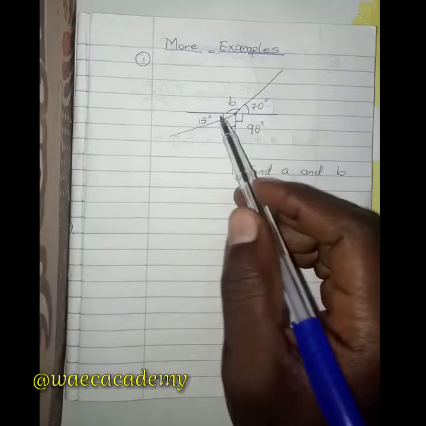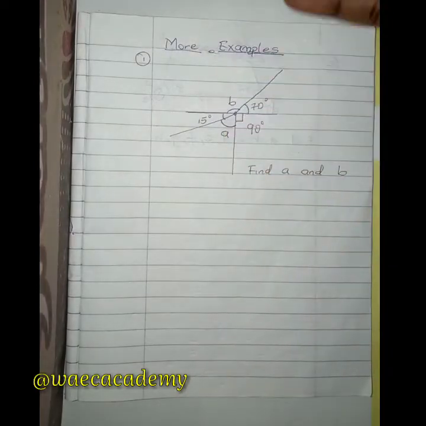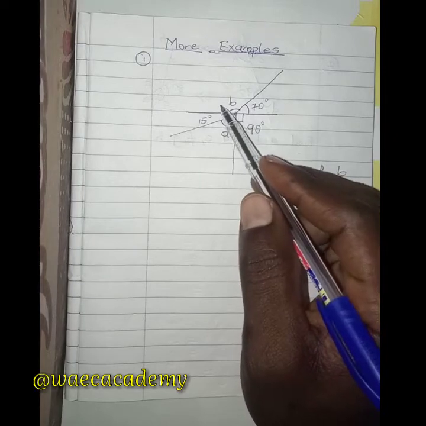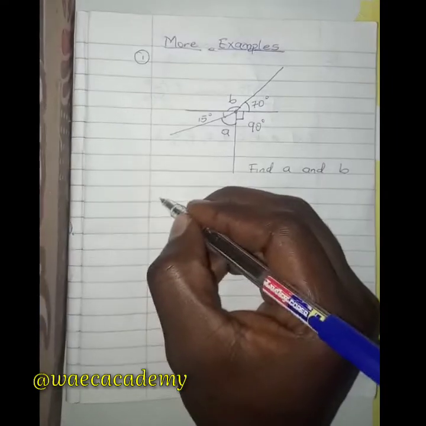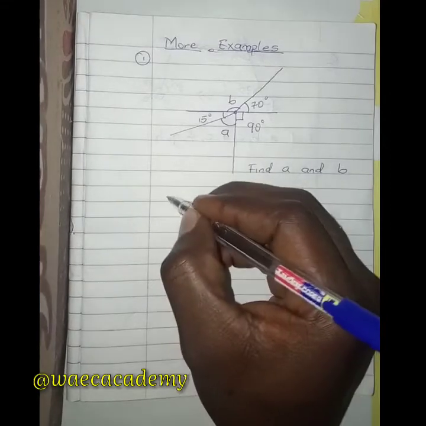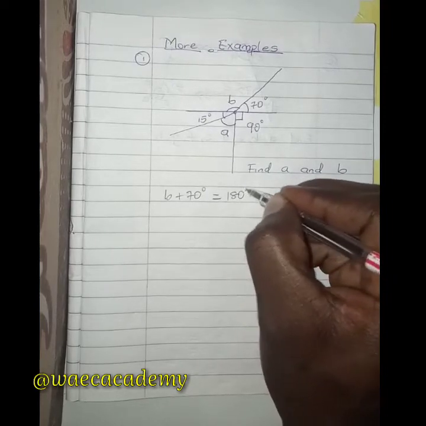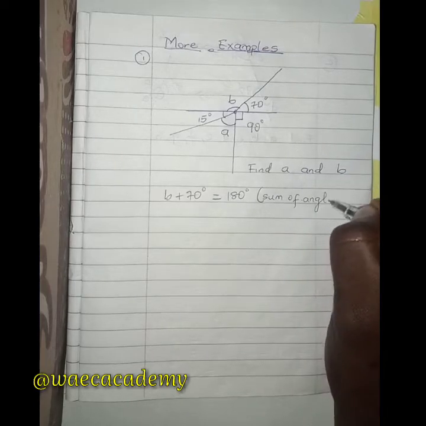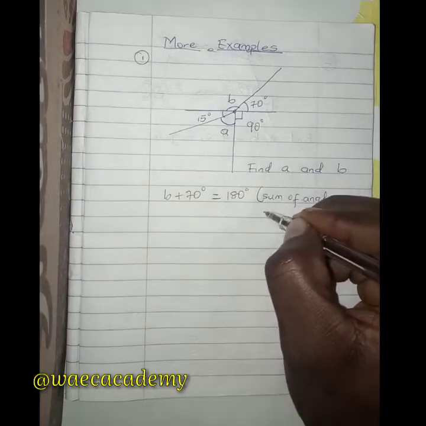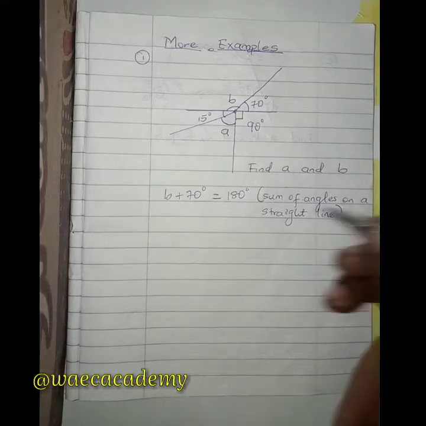And it is obvious. You can see there is a straight line going through this way. And on that straight line, on the top side of the straight line, you can see two angles, B and 70. So with that, we can use sum of angles on a straight line to solve the question and get B to begin with. So easily, let's get started. So we have B plus 70 equals what? 180 degrees. Why? Sum of angles on a straight line. Easy enough. Okay, let's continue.